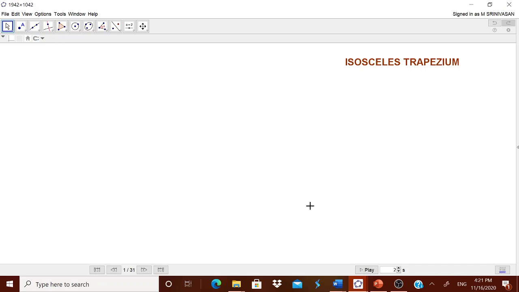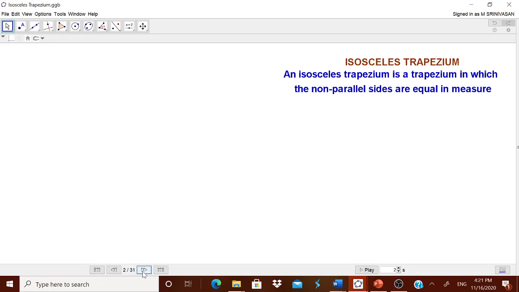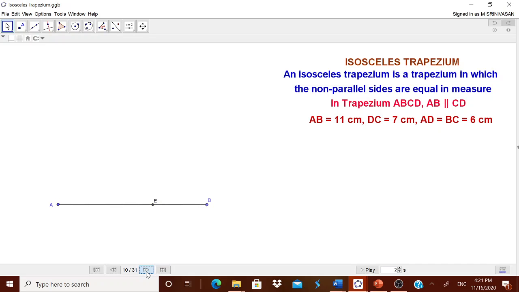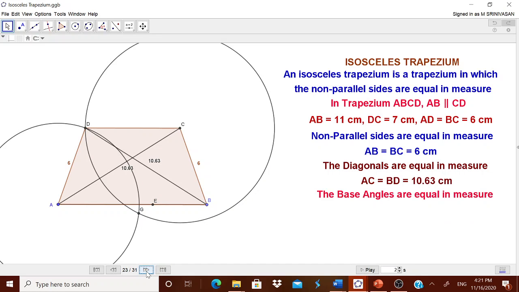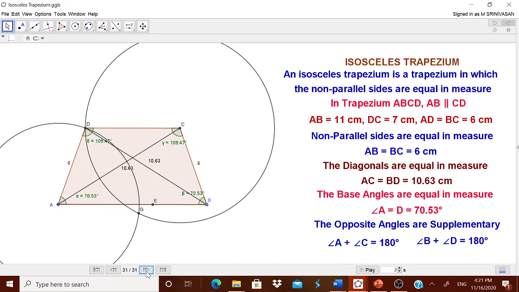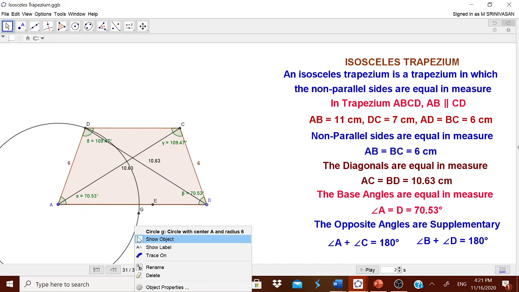We are going to tell what is Isosceles Trapezium. It is a trapezium in which the non-parallel sides are equal in measure. For doing it, we are taking a trapezium with some measure. AB 11, DC 7, AD, BC is equal to 6 centimeter. We will construct it. Then we will tell the properties one after the other. That is, non-parallel sides are equal in measure, diagonals are equal in measure, the base angles are equal in measure, and the opposite angles are supplementary.